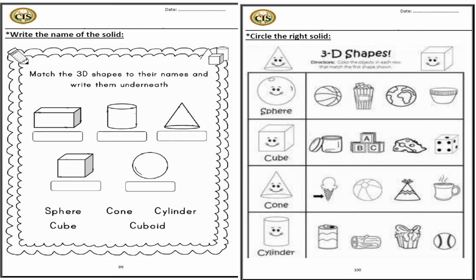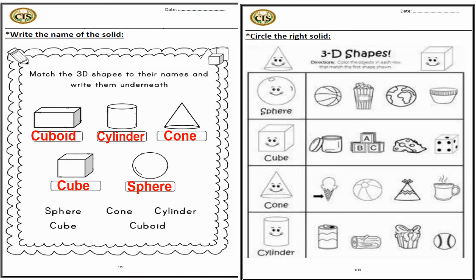Match the shapes to their names and write them underneath. First shape, it will be what? It will be cuboid. Second shape, think and remember the shapes. It will be cylinder. The third shape, it looks like cone. The fourth shape, can you remember? It's cube. The last shape, it's very easy, it's a sphere.